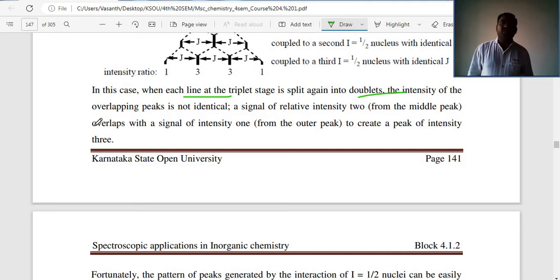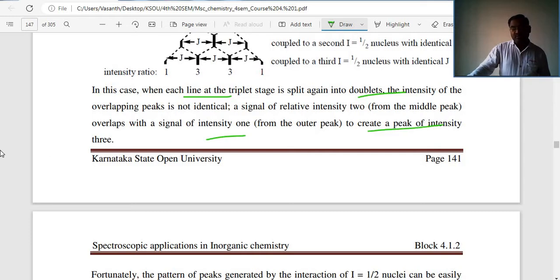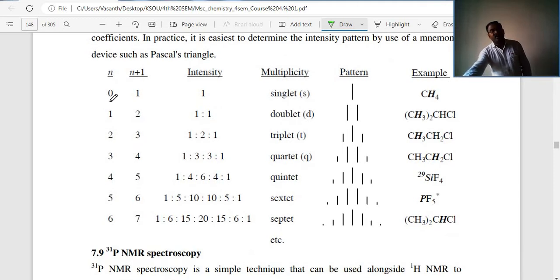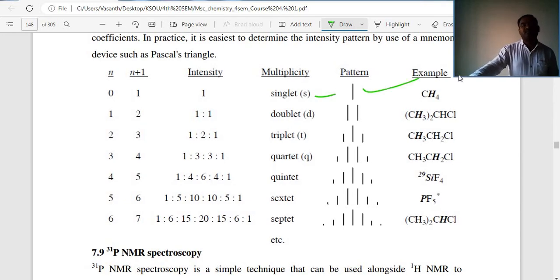A signal of relative intensity 2 overlaps with a single signal of intensity 1 to create a peak of intensity 3. This is n equal to 0, n plus 1 is equal to 1, intensity is 1. It is a singlet pattern, an example of this.